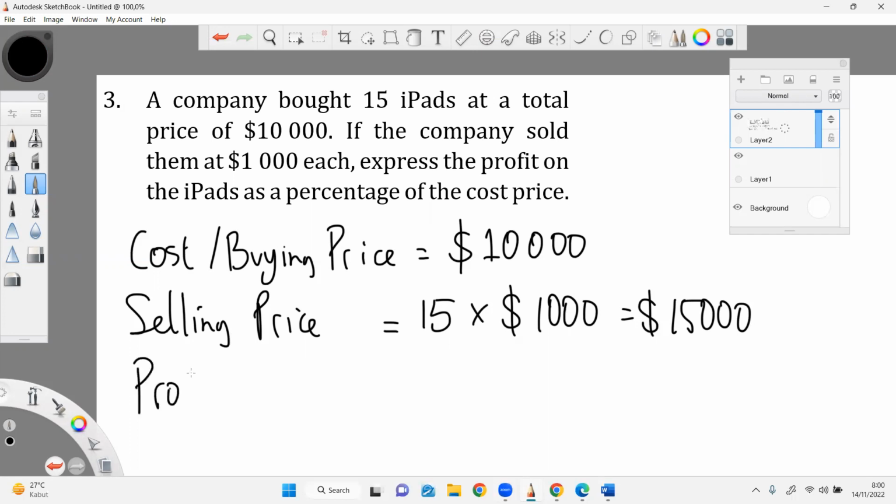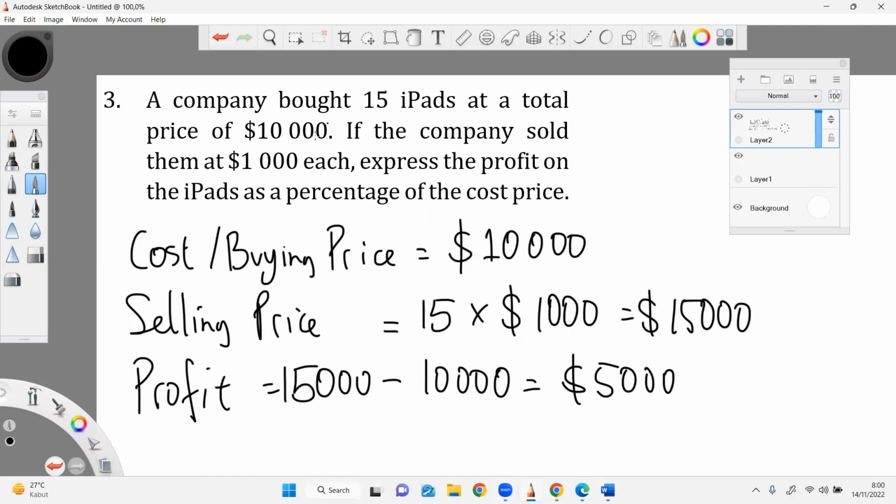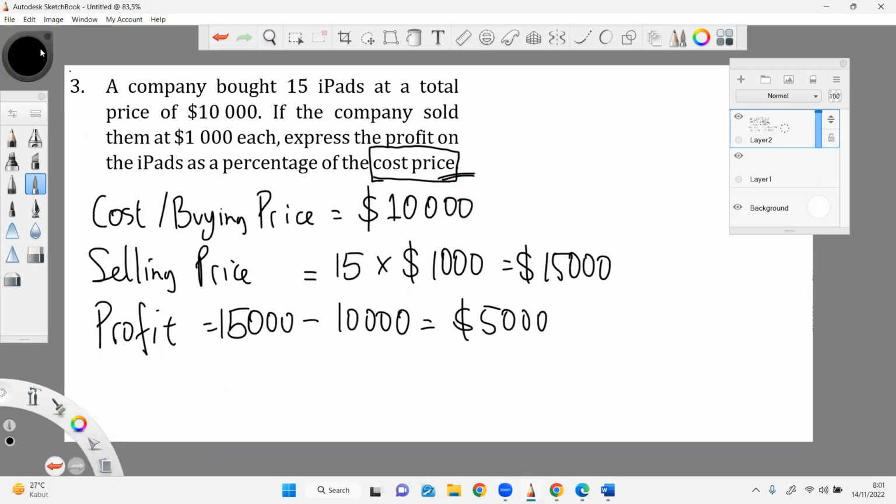And the profit, of course, they create profit, right? It's not a loss. 15,000 subtract 10,000, which is $5,000. And the question is asking you to express the profit on the iPads as a percentage of the cost price. So be careful about this. If they ask you the selling price, you need to use the selling price, but in this case it is the cost price. So the cost price is the original. The cost price is 100%.